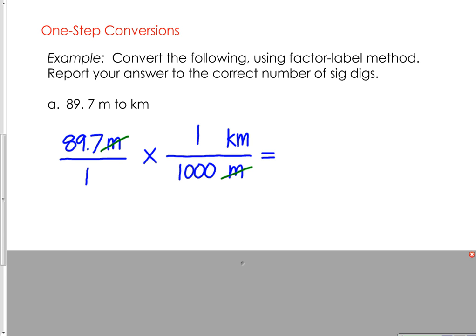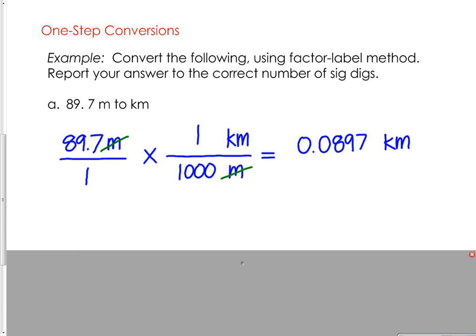Now, what you're going to do in your calculator is I always do my math from left to right and top to bottom. So I'm taking 89.7 times 1, which I hope that you don't actually have to put in your calculator. But any number that you have on the bottom, you're going to divide by. So really, I'm taking 89.7 and I'm dividing by 1,000, which when you put that in your calculator should give you 0.0897, and then we're going to have a label, kilometers.